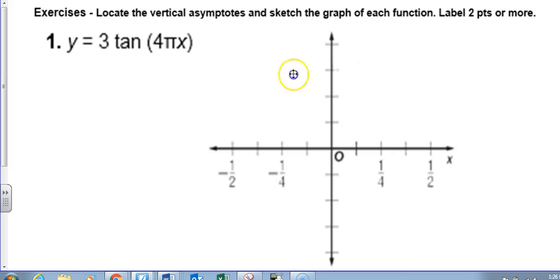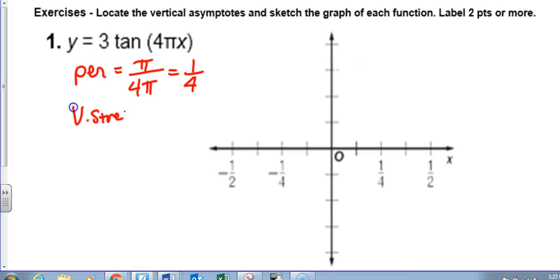All right, here we go. What's the period of this thing going to be? 1/4. What is the 3 going to do? Yeah, it's a vertical stretch, so it just makes it go up very quickly. All right, it has to finish a whole cycle by 1/4. Remember, tangent does this, though, and goes through the origin, right? Where's the asymptote going to be then?